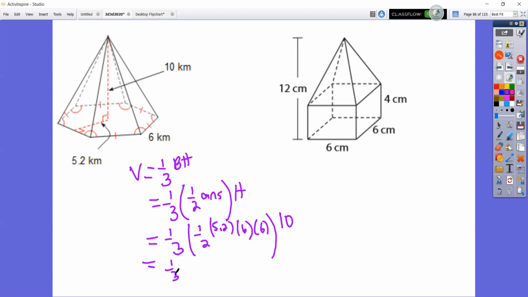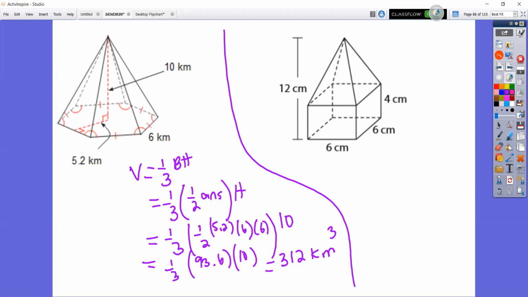So if I do the area of the base, I like to do my order of operations first. So that inner network of parentheses. So 1/2 times apothem times number of sides times length of each side. 93.6 is the area of the base. Now we're going to multiply that by the height of 10 and then divide that by 3. And it's going to be 312. 312 cubic kilometers is the volume of that hexagonal pyramid.